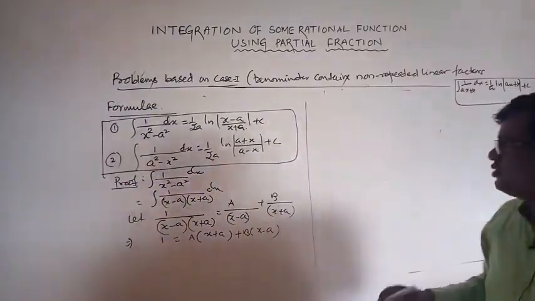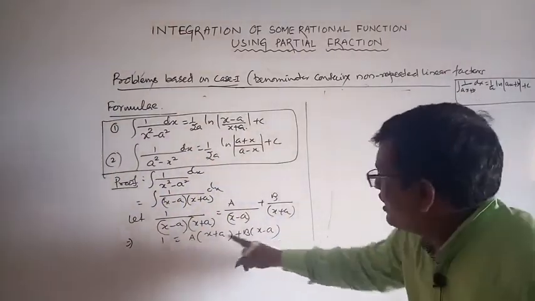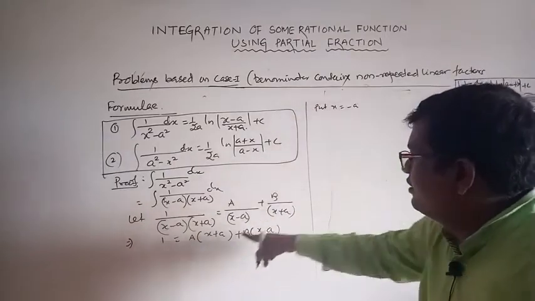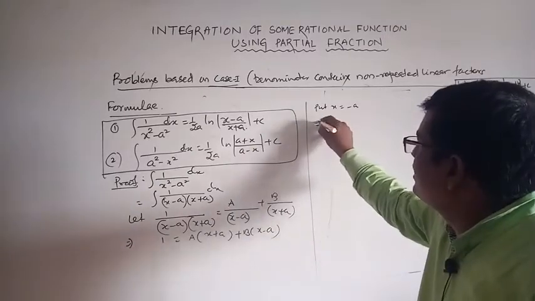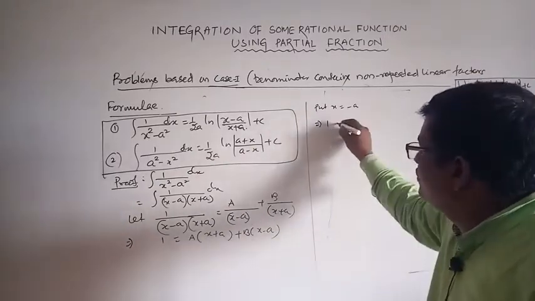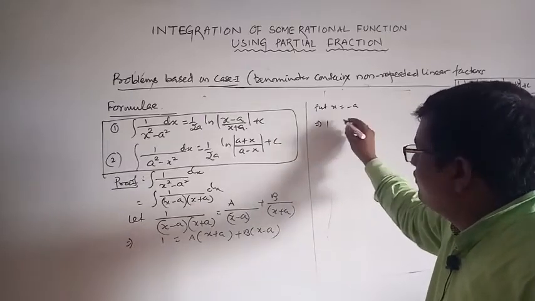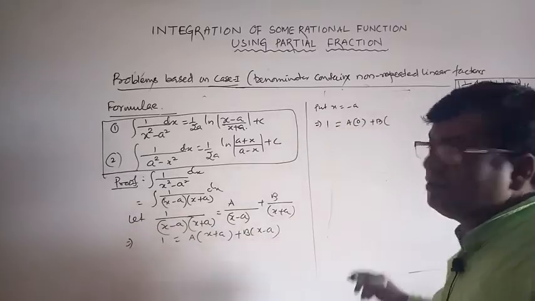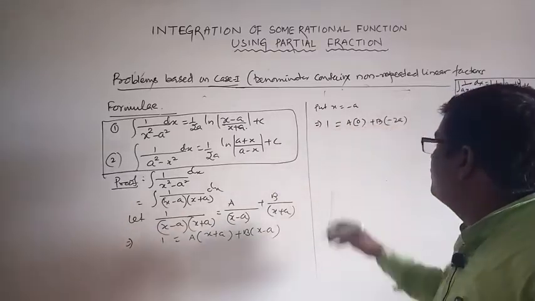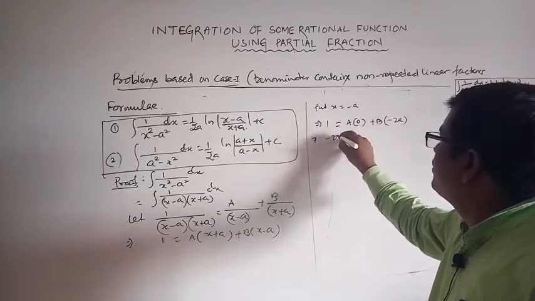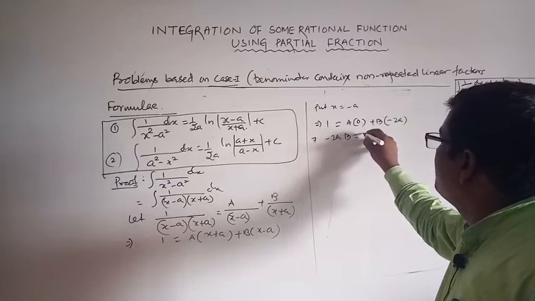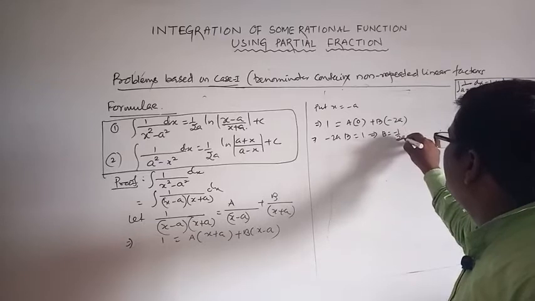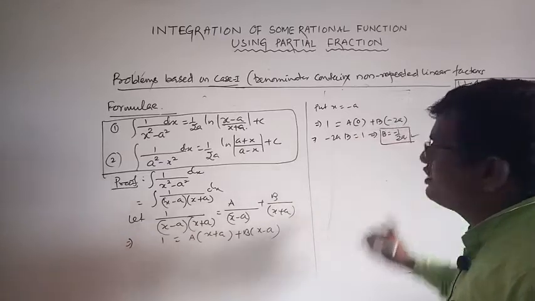Now eliminate this. Put x is equal to minus a, so this will be 0. Left hand side is 1, and this is A into 0. 1 is equal to A into 0 plus B into minus 2a. So minus 2a into B is equal to 1, and B is equal to minus 1 by 2a. This is the value of B.